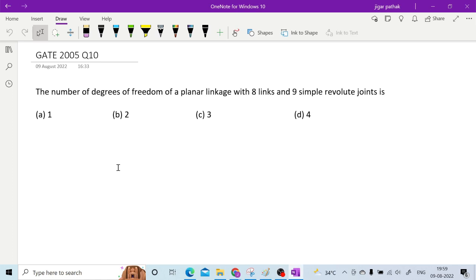Yes, this is a very easy question actually. The number of links and simple revolute joints is given, so directly you can calculate. When something is not provided, you have to consider it as 0, right? In our equation of degree of freedom.